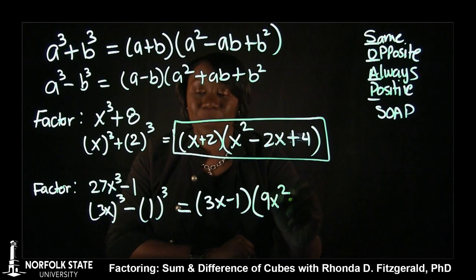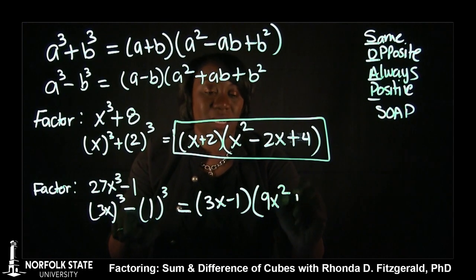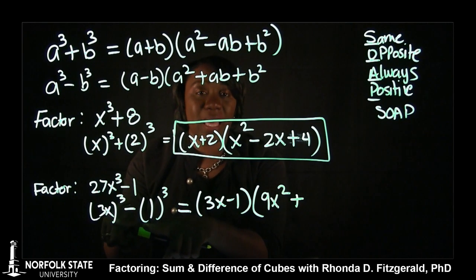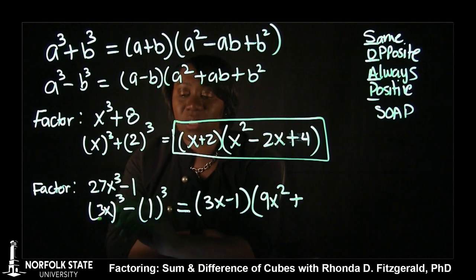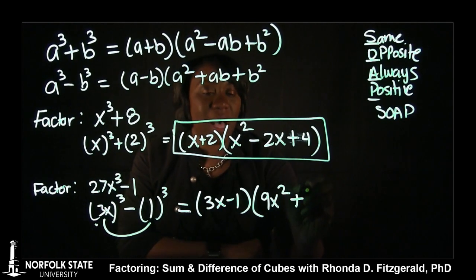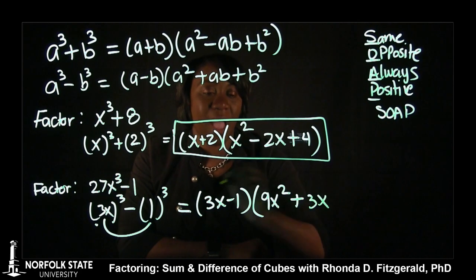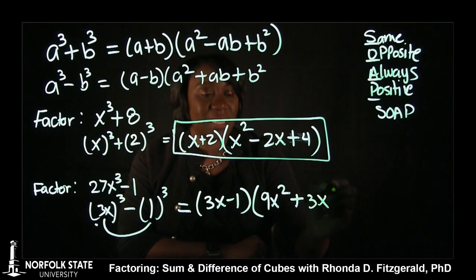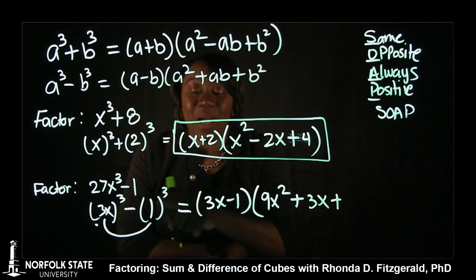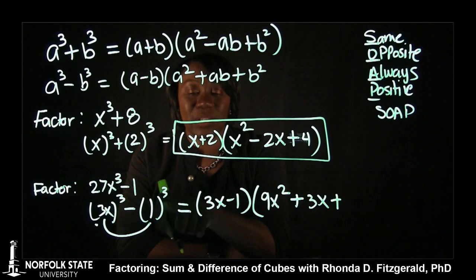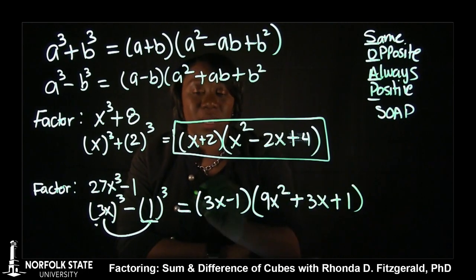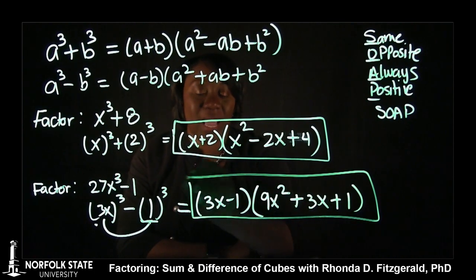Then the middle term, remember the sign has to be opposite, so I need plus. My middle term is just me multiplying these two quantities together. So I want to take these two and multiply them together, and that gives me a positive 3x. And then lastly, remember the last sign is always positive. I want to take the last quantity and square it. So I want to take my 1 and square it, which is simply 1. So this is my final answer.